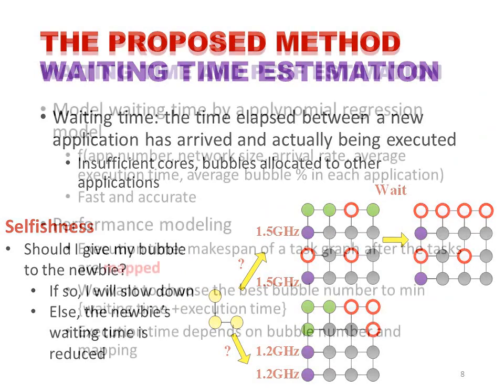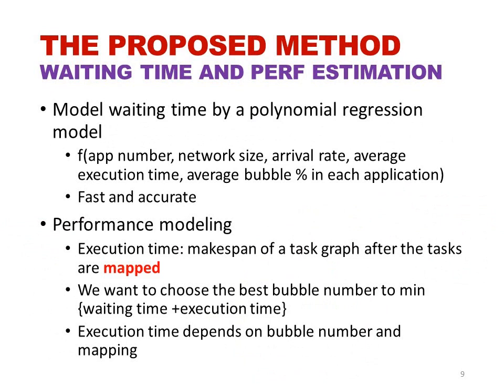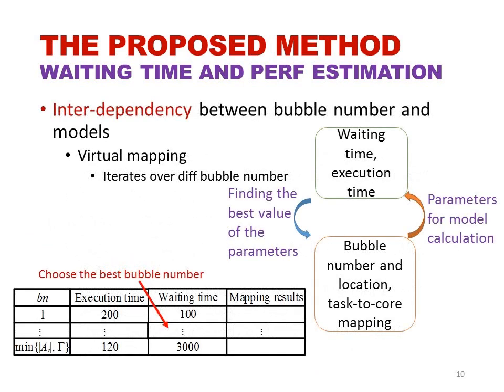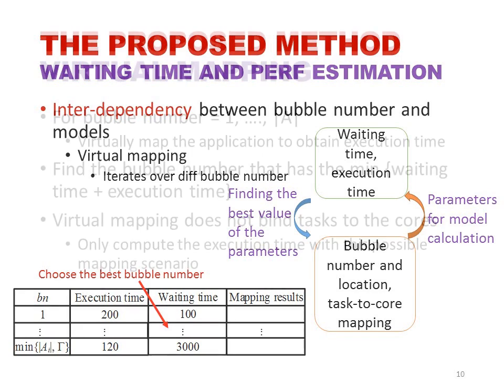The waiting time is defined as the time between a new application having arrived and actually being executed. We use a polynomial regression model for the waiting time. The execution time of an application is the max span of the task graph. We iterate over different bubble numbers and compute the waiting time at each iteration.